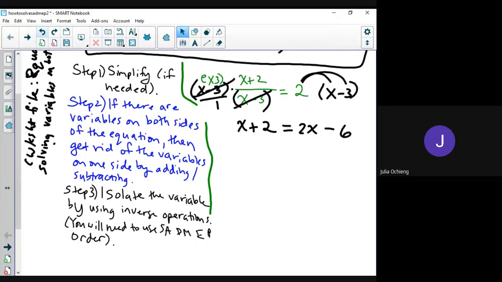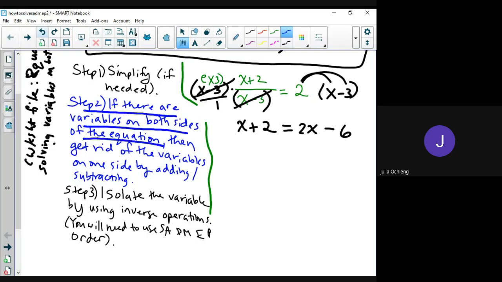Step 2. If there are variables on both sides of the equation, then get rid of the variables on one side by adding or subtracting. So you're going to check, are there variables on both sides? And then you'll have to do step 2. Indeed, there are variables on both sides.